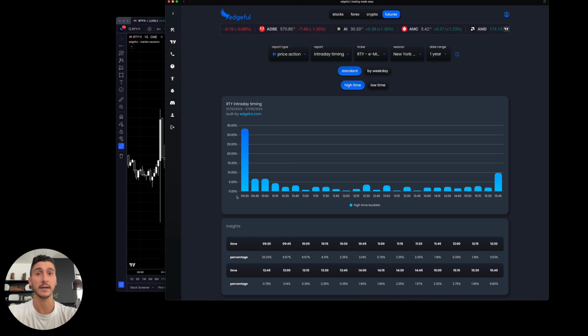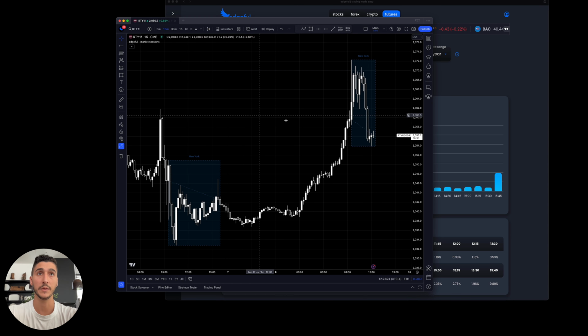You can see that 9:30 to 9:45 is typically the highest point of the day on average. The second highest is going to be the end of the day. Maybe it's those crazy pumps that happen at the end of the day. But let me just show you a couple of examples here just so you understand what this does.